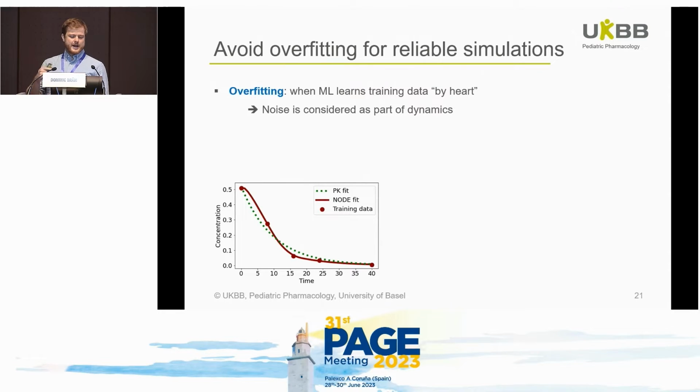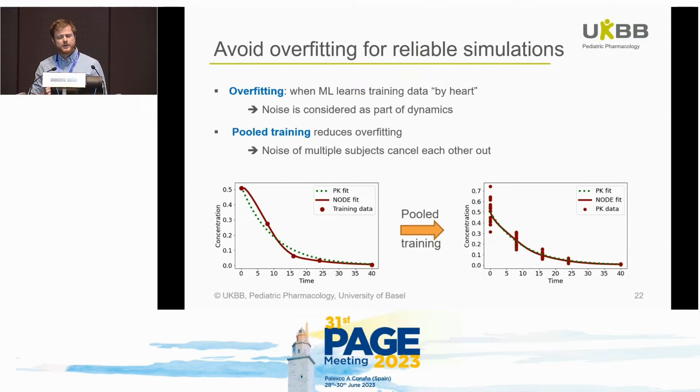So the NODE learned the noise by heart, and if you would perform simulations with this trained NODE, it would simulate the exact same noise pattern which was observed in this specific subject. We can avoid this by training the NODE on multiple subjects. So the noise gets cancelled out, and the NODE learns the true underlying dynamic. So we have our general NODE structure trained on multiple subjects with dose 1.